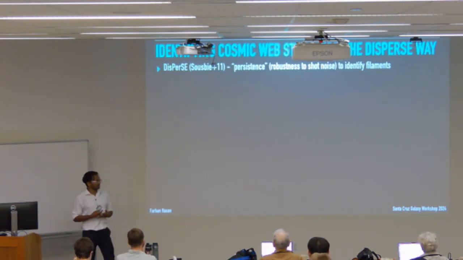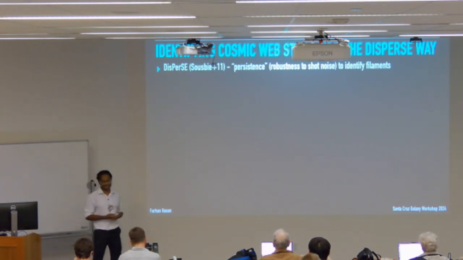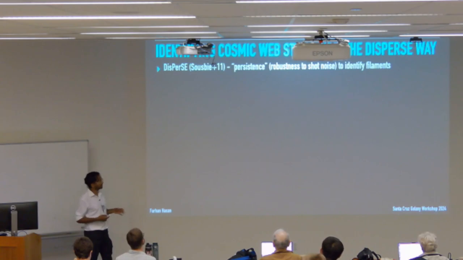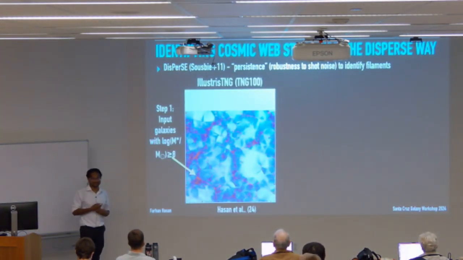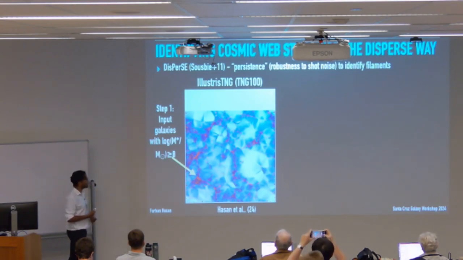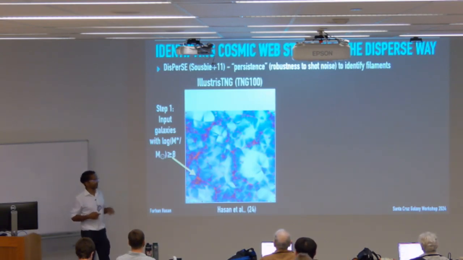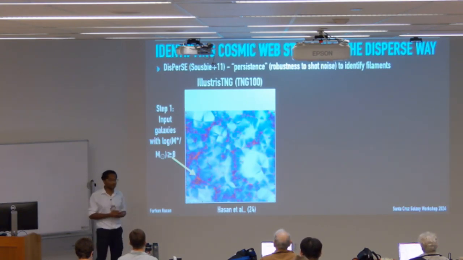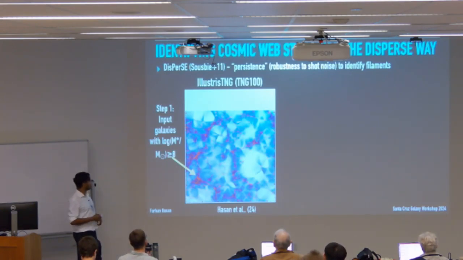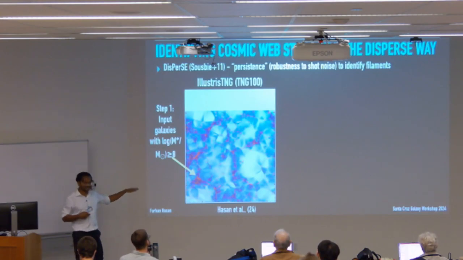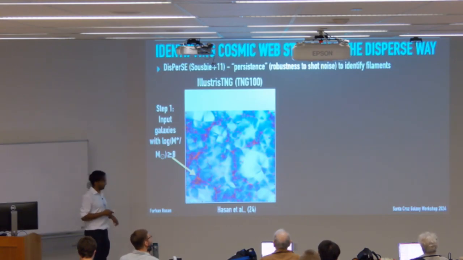And as we've already heard so far, the industry standard for doing this is a tool called DisPerSE, which stands for Discrete Persistent Structure Extractor, and there are 3 different steps to this. And by the way, most of this talk will be based on the IllustrisTNG cosmological simulations, although I do show some observations at the very end. So the first step to DisPerSE is simply to input tracers of the cosmic web. Typically, and what we use in this work, is locations of galaxies, represented by red dots, and specifically galaxies above 10^8 in stellar mass.